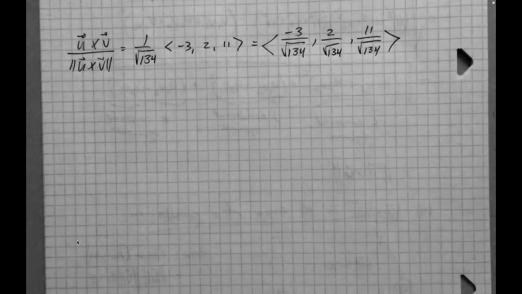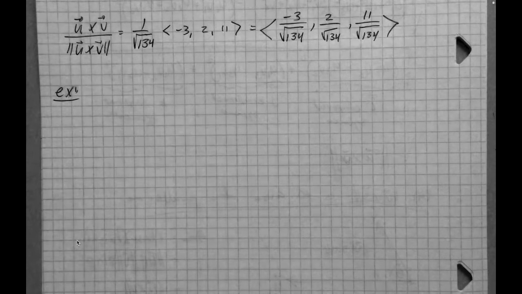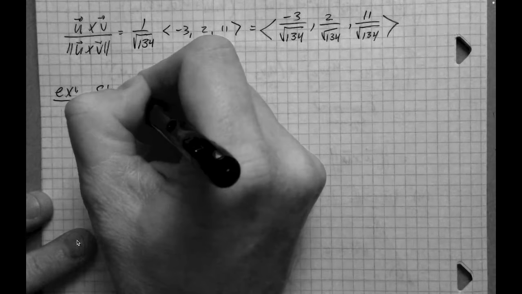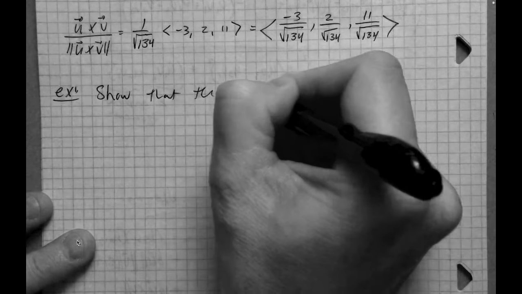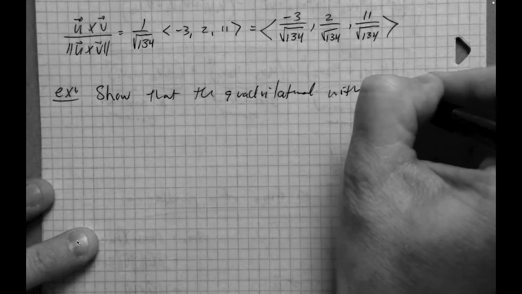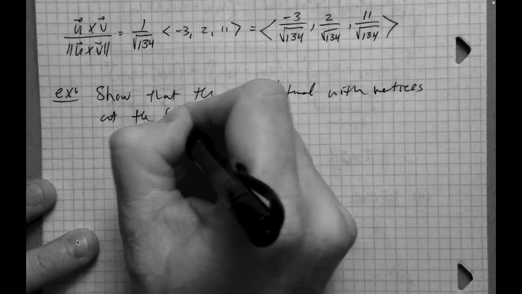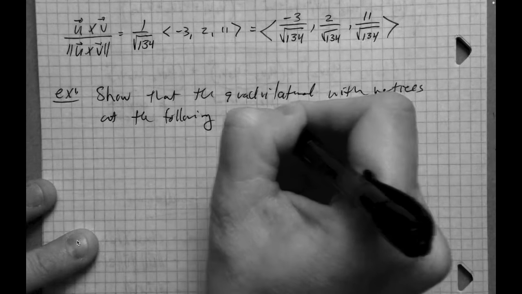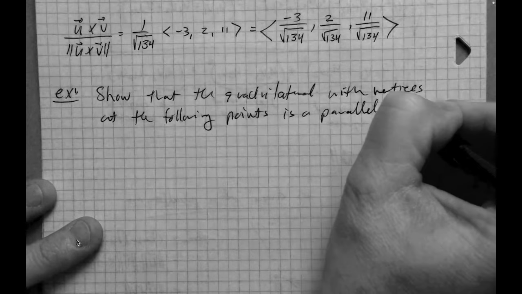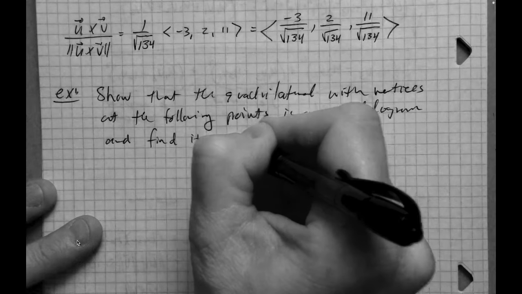Let's see what to do next. Here's another example, kind of a trickier example. I'll just give you the sketch for this one. So let's show that the quadrilateral with vertices at the following points is a parallelogram, and find its area.